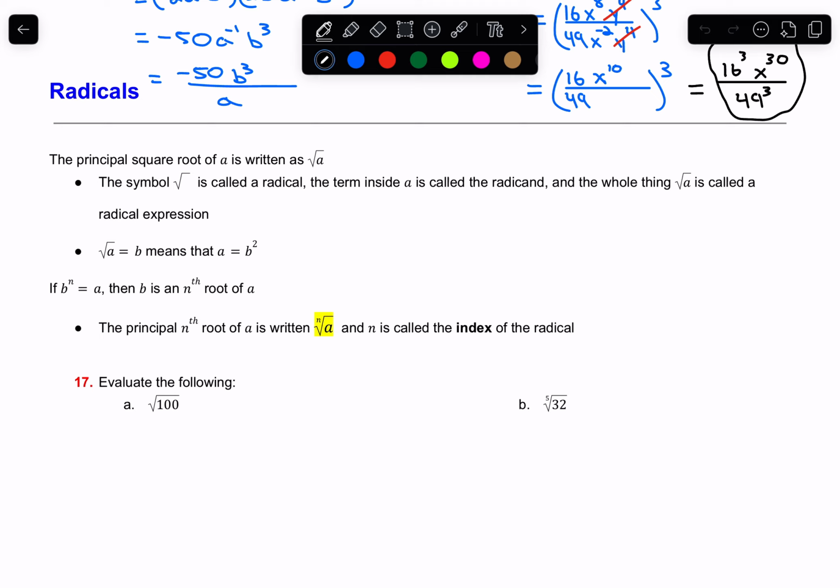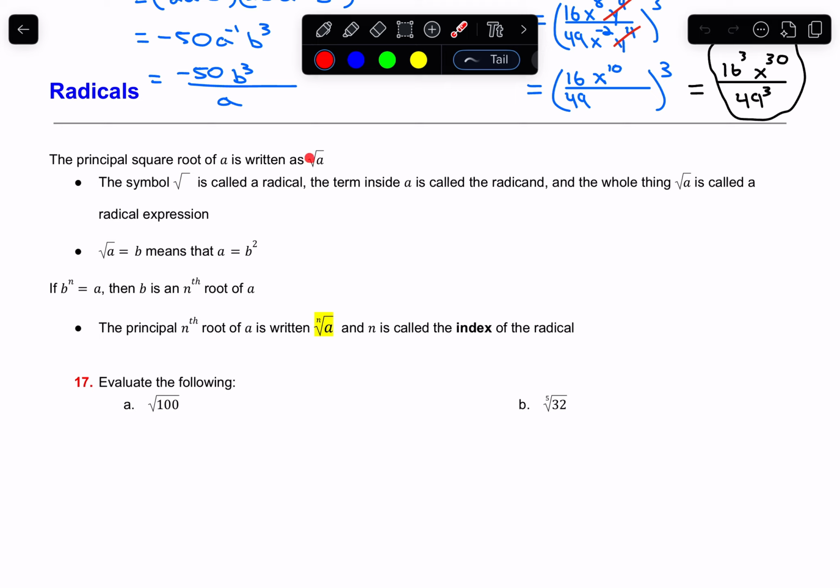Welcome back, students. We're continuing on talking about radicals now. So we're going to start off with what is known as the principal square root of a, which we write in this notation here, where the symbol that goes down, up, and across, that is called the radical, hence the title of the topic, radicals.